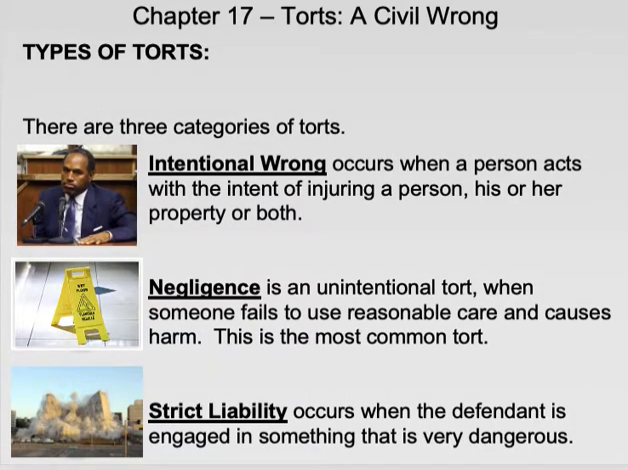And there are three types of torts that we're going to talk about throughout this unit. We have intentional wrongs, which are intentional torts. It occurs when a person knows or has some intent of injuring a person or property or both. There's negligence, which is something that is done unintentionally when you fail to use reasonable care. You cause harm because you didn't use reasonable care, and that's the most common tort that occurs. Or lastly, strict liability occurs when the defendant is engaged in something that is very dangerous, and if something goes wrong, you have no excuses. You can't defend yourself because it was a dangerous activity.